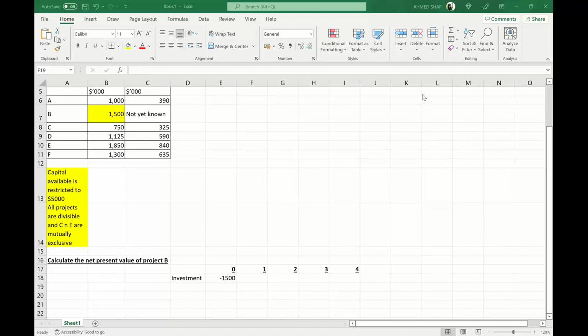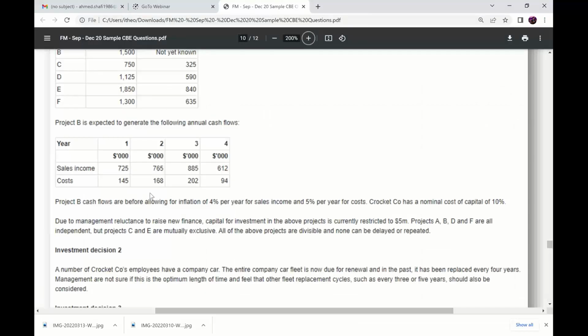Okay. Once we get the investment figure, which is basically believed to be an outflow, then we start recording our inflows. So what are our inflows? As you can see in the question, there are some sales and there are some costs. So sales are 725, 765, 885 and 612.